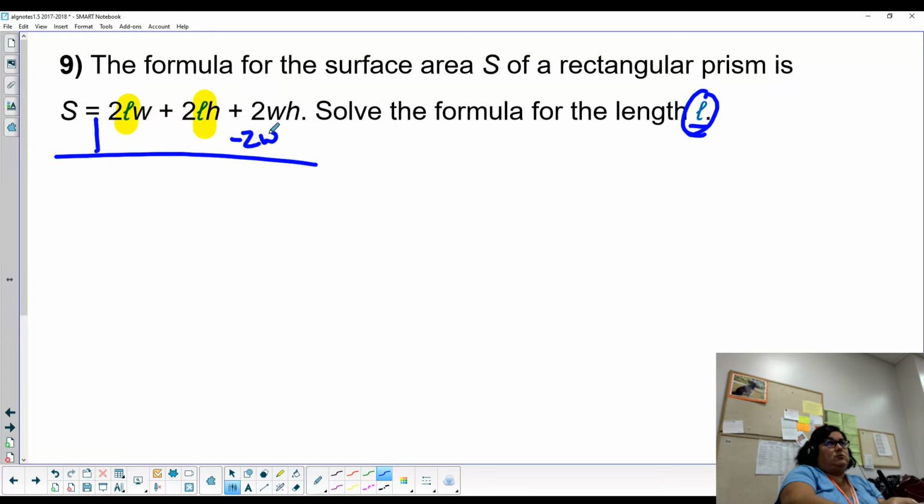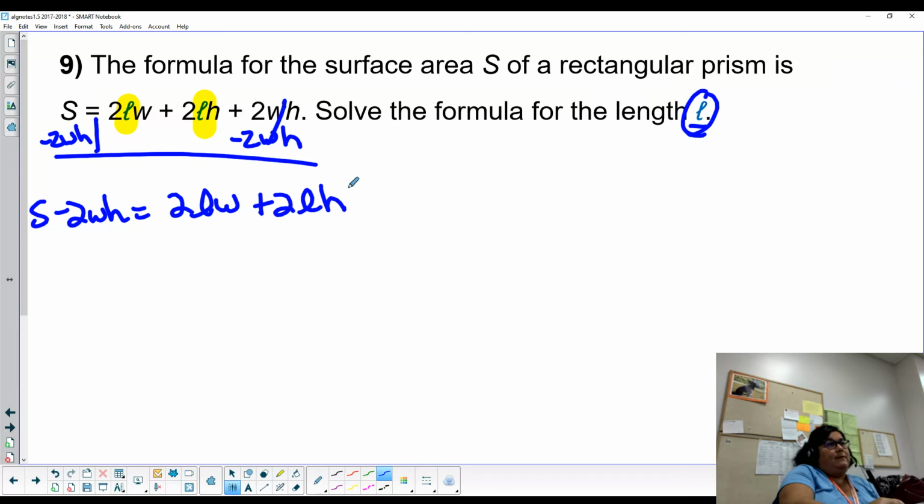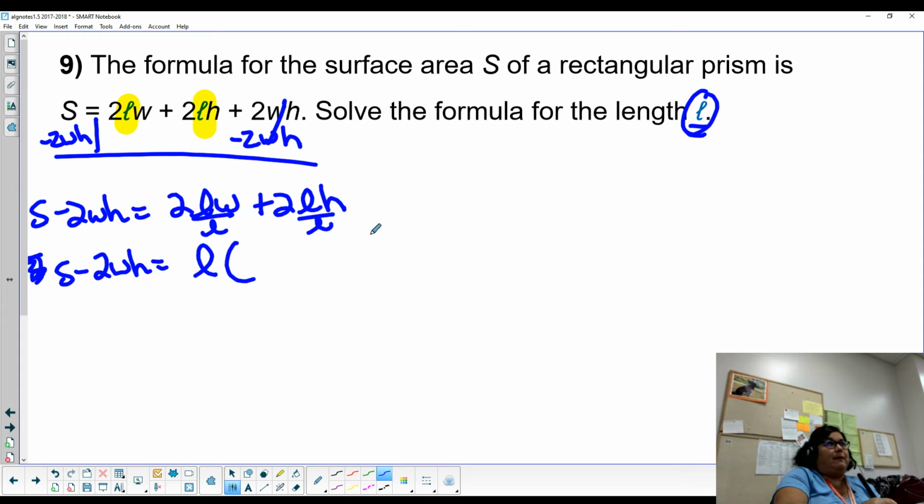So we're going to subtract 2WH from both sides, and that will move it off of there. Then everything on the right-hand side will have an L in it, and that means I can factor out the L. So I'll put the L in front, and now I'm just dividing both of them by L. And what's left? Well, if I cross the L's out, 2W plus 2H.